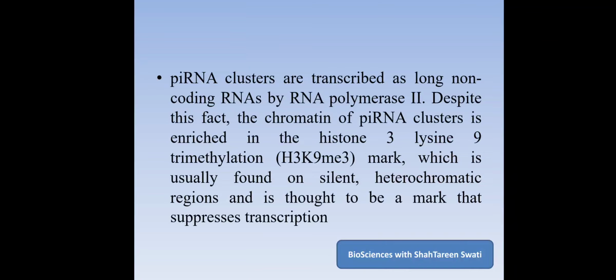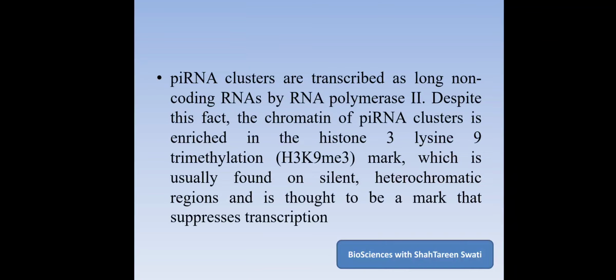piRNA clusters are transcribed as long non-coding RNAs. And you know that piRNA is 24 to 32 nucleotides in length, and it is synthesized by RNA polymerase 2. You know that there are 3 types of RNA polymerase: 1, 2, and 3. RNA polymerase 2 helps in the formation of messenger RNA, and here it works in the transcription of the piRNA.